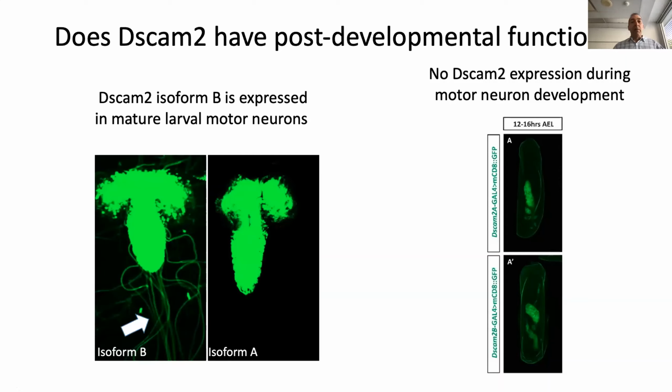So to do electrophysiology at the NMJ, you take a third instar larvae that looks like this, and you cut it open, do like an open book preparation, and then you have access to the muscles and to the motor neurons that innervate those muscles.